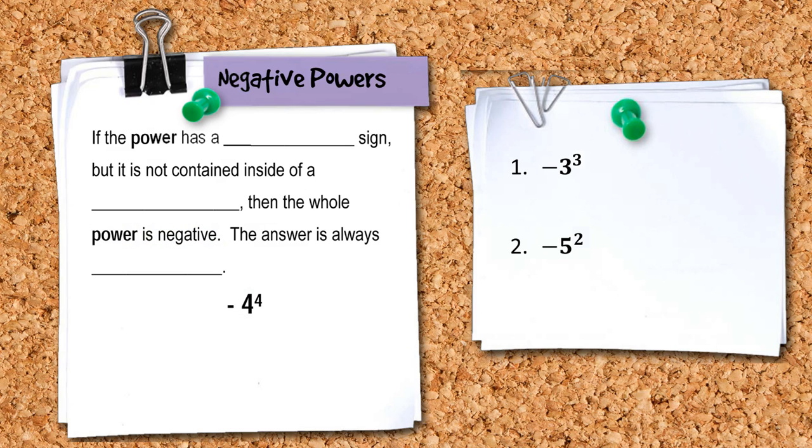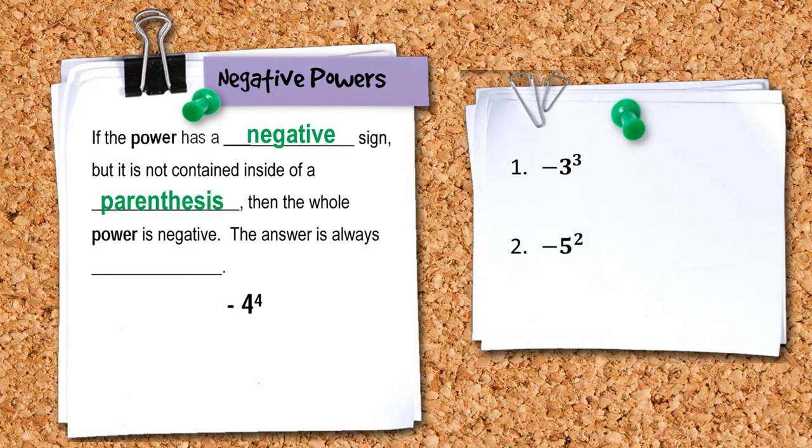When the whole power is negative, it looks very similar to when the base is negative. And this is where students and adults and politicians, everyone, makes mistakes. So let's look. If the power has a negative sign, but it is not contained inside of a parentheses, then the whole power is negative.